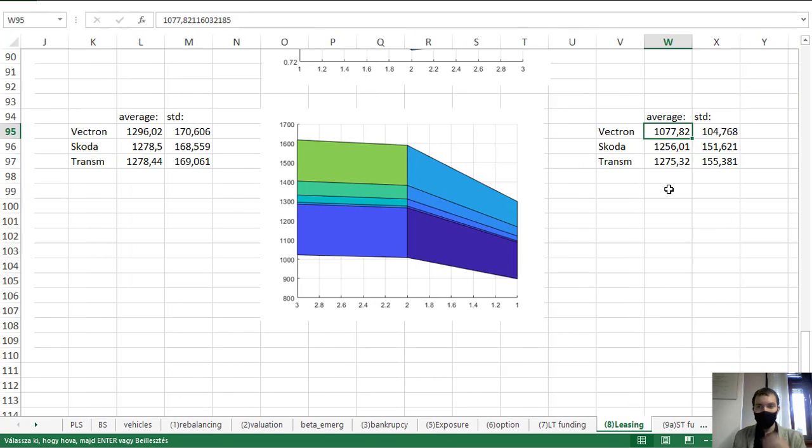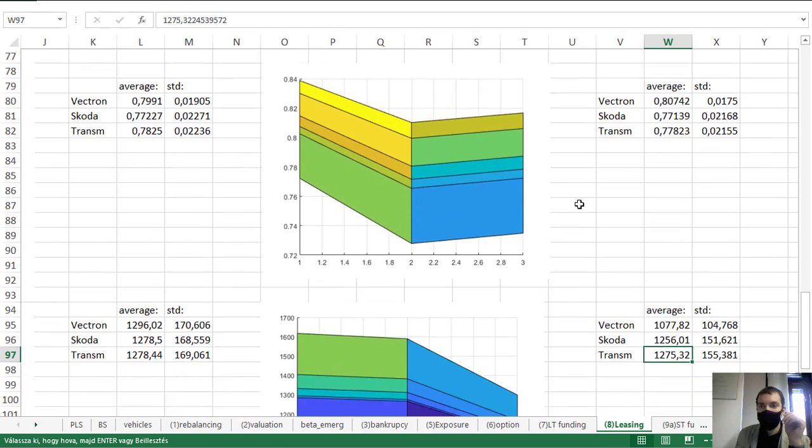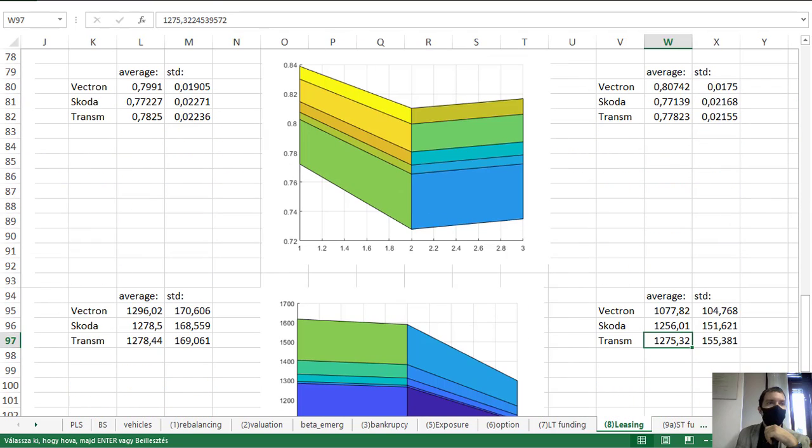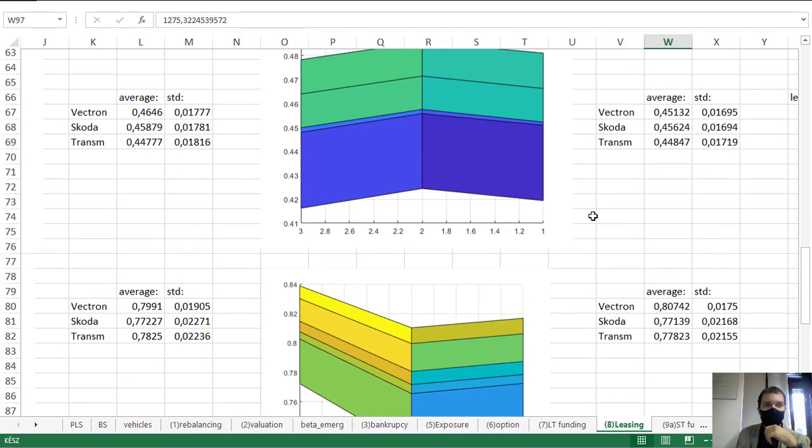So Vectron, using a lease, declines significantly. Oof, with a huge difference. Skoda, okay, statistically it's a significant difference, but it also suffers from a significantly lower share price. Transmontana, for Transmontana it doesn't matter. It's bad. These are really interesting results. So let's write our report about this.